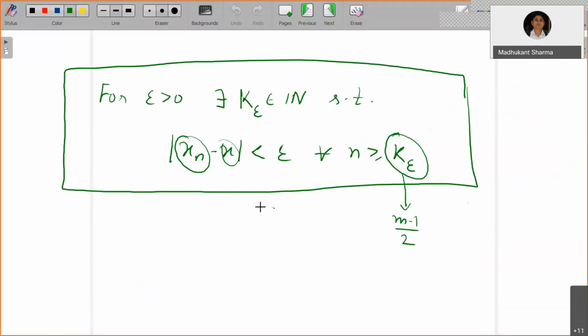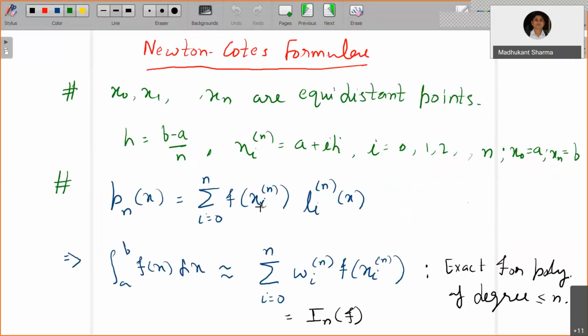Let's see what is happening in the Newton-Cotes formula. Let x0, x1, x2, ..., xn be equidistant points. They have been chosen where h equals (b minus a) by n, and x_i is a plus ih. Here again we are using the superscript n to show the dependence on n, for i equals 0 to n, where x0 is a and xn is b. Now what was Pn of x? It was the summation i equals 0 to n of l_i of x times f of x_i. The superscript here also shows the dependence on n.